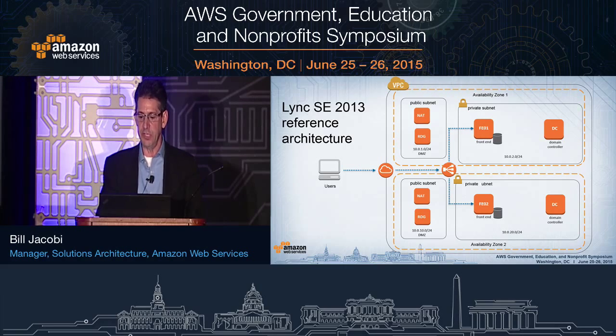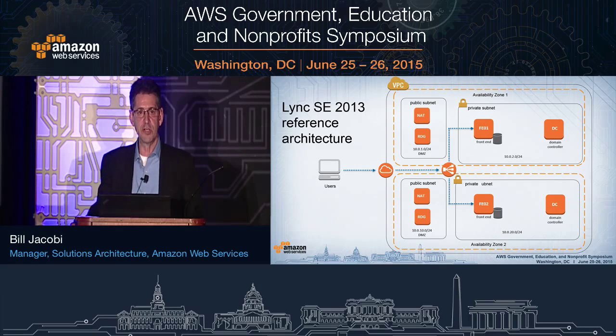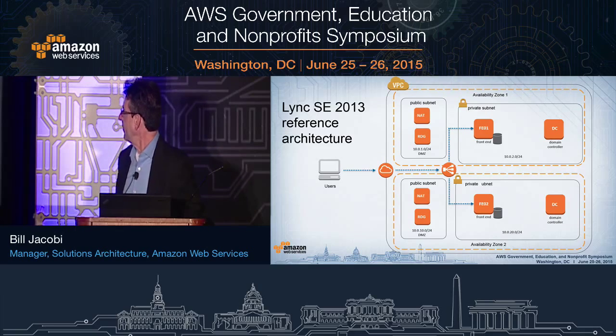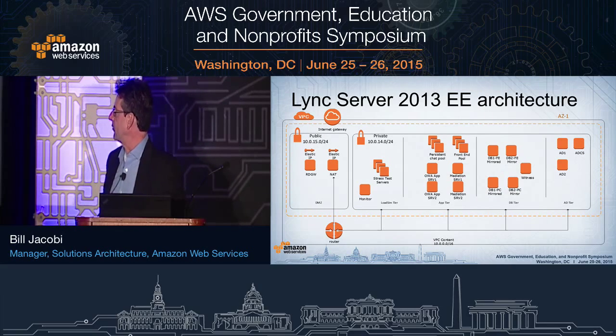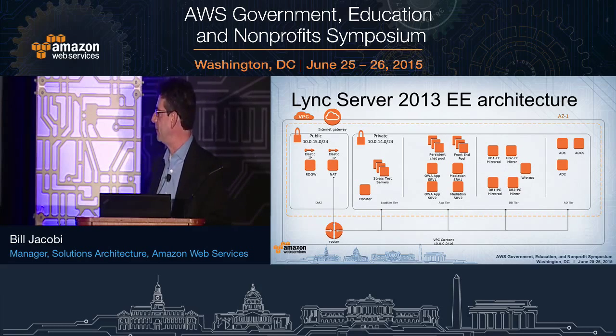And if you break this into the Lync Enterprise Edition architecture, the basic architecture is the same, but what we're doing here is breaking out the separate roles required for Lync Enterprise Edition into logical tiers in a private subnet. So when we break out the Lync servers in Enterprise Edition, we may break out the persistent chat pool and the Office web app server and the mediation server. All of those would be broken out into a logical division in the private subnet.